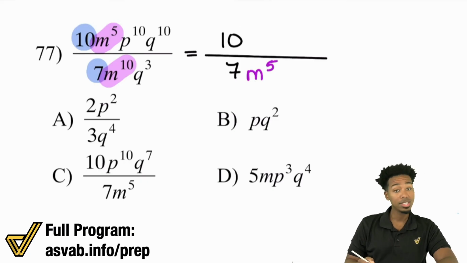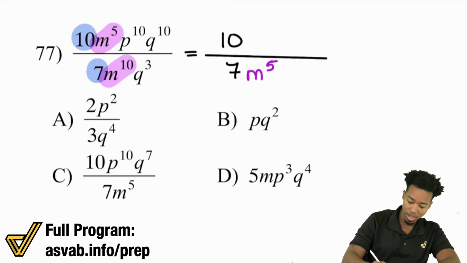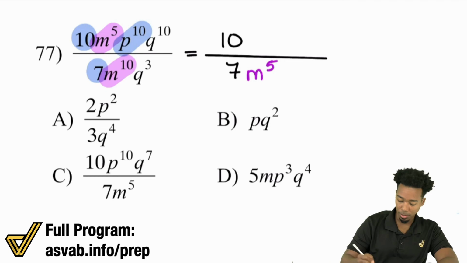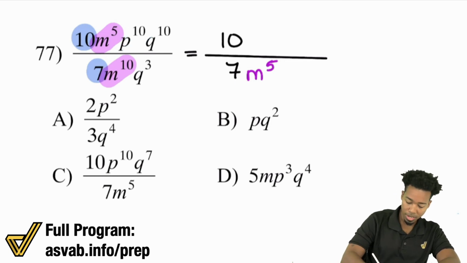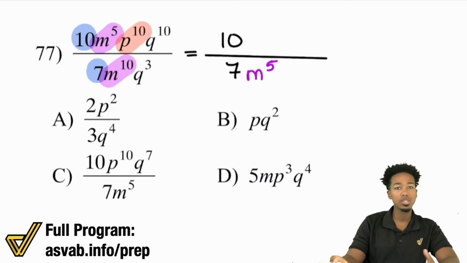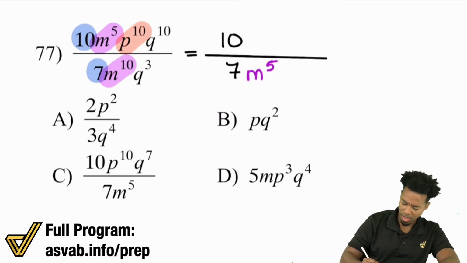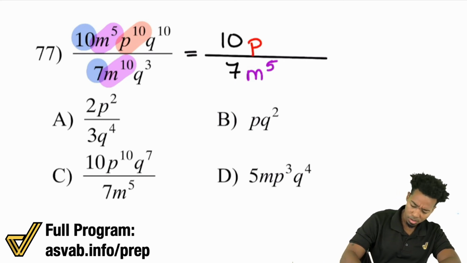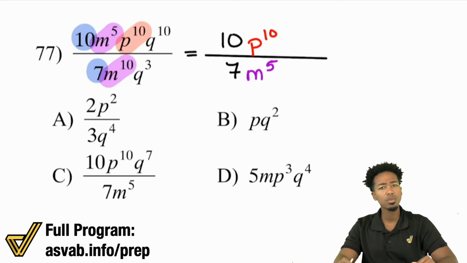Then, what's next? Well, what we see is we have P to the power of 10 up top. I'm gonna use a different color here. P to the power of 10 up top, but we don't see any P's in the denominator. So we just leave that P to the power of 10 right there up top. Just leave it where it was.